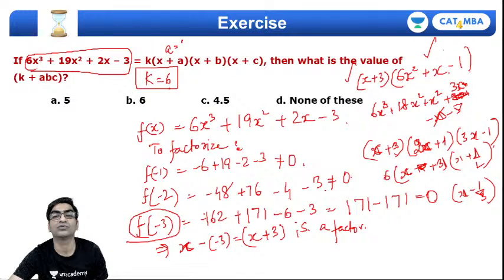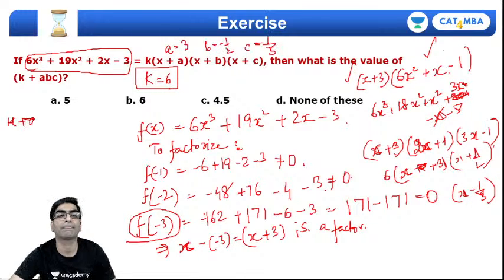So if the question asks for the value of k plus abc, k I know is 6, a into b into c will be 3 into minus 1 by 2 into 1 by 3, right? 3 into 2 will cancel out with 6, right? Sorry, so 3 will cancel out with 3, so you'll end up getting 6 minus half. That's 5.5. Right? That's option D. None of these options is the correct one.